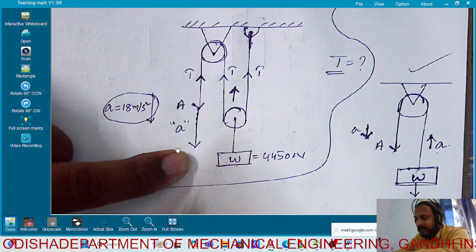Which force is responsible for the movement of the body? As this is going in the upward direction, these two are vertical forces, or not? We are not considering this force. These two, can you see here? So T plus T is how much? It is going in the upward direction, so it will be 2T minus W. Any doubts? That is the net force which is responsible for the motion of the body.